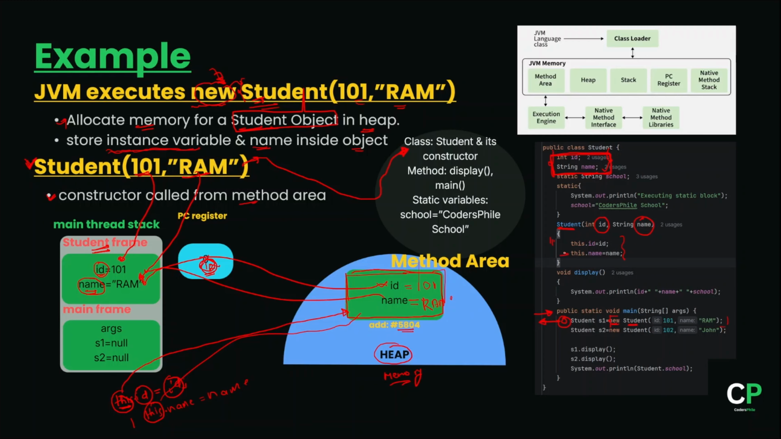Now this method is finished. This constructor method is finished. So this stack frame will be popped from the stack, and now this execution is complete. Now after executing, it will return the address of this object that is created in the heap, and it will get stored in this s1 variable.